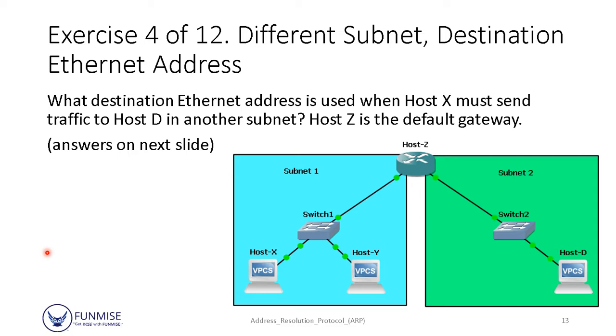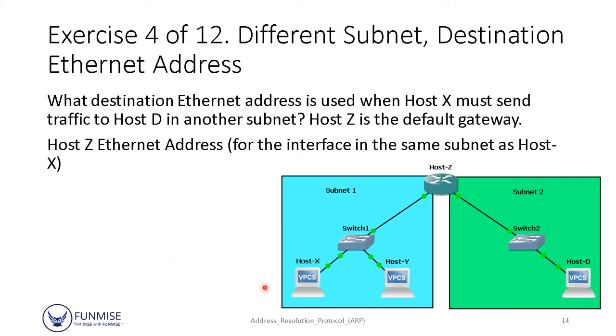Exercise 4 of 12. Different subnet, destination Ethernet address. Now, what destination Ethernet address is used when host X must send traffic to host D, which is in another subnet? Host Z is the default gateway. What destination Ethernet address is used in this scenario? In this case, host X will send to host Z's Ethernet address in order to communicate with host D in this other subnet.